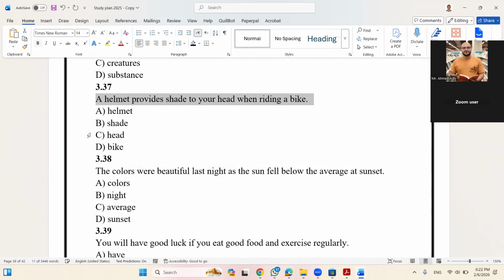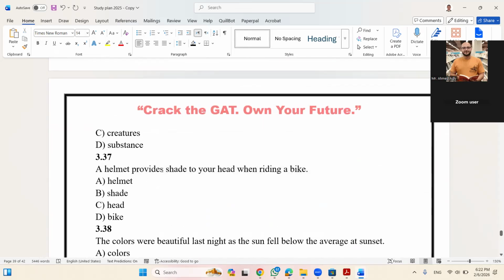A helmet provides shade to your head when riding a bike. Shade? Yes, replace it. It provides protection. Yeah, provides protection, not shade. A tree provides shade.